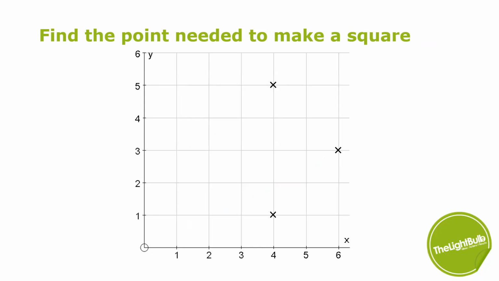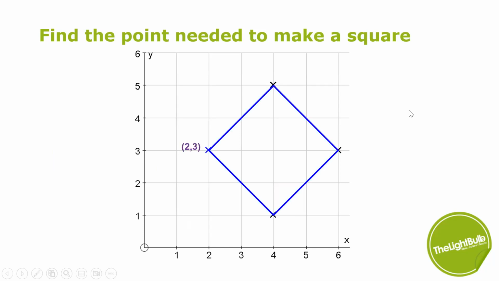So to make a square. Again, I'll give you a few seconds to think about this. Find the point needed to make a square. Okay, did you spot it? Again, feel free to press pause if you want a bit longer to think about these questions. It is at 2-3. Join the dots and you get your square. Tipped up on the side handily, to make it a little bit more confusing.